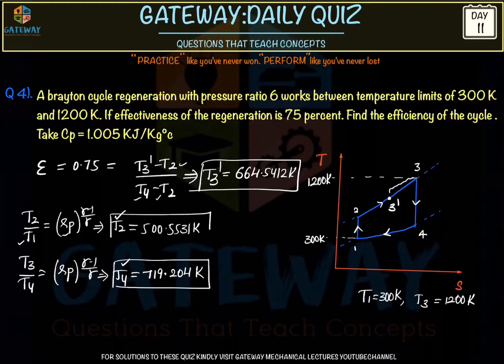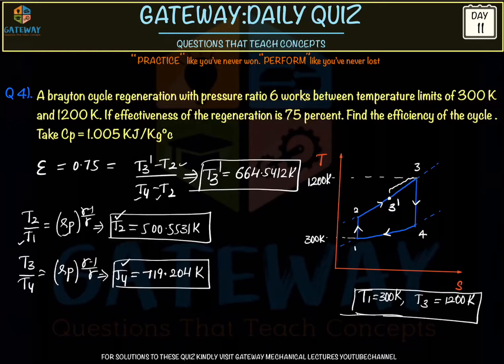So T3 dash was also obtained, T4 was also obtained, T2 was also obtained, and T1 and T3 were initially given. Now only the task of substitution remains. The question asked is the efficiency of the cycle. Cp was taken as 1.005 kJ per kg per degree centigrade or kJ per kg per Kelvin, anything is the same. So efficiency can be written as work done by turbine minus work done by compressor upon heat added. And we know the turbine is working between 3 and 4, so the work done can be written as H3 minus H4.